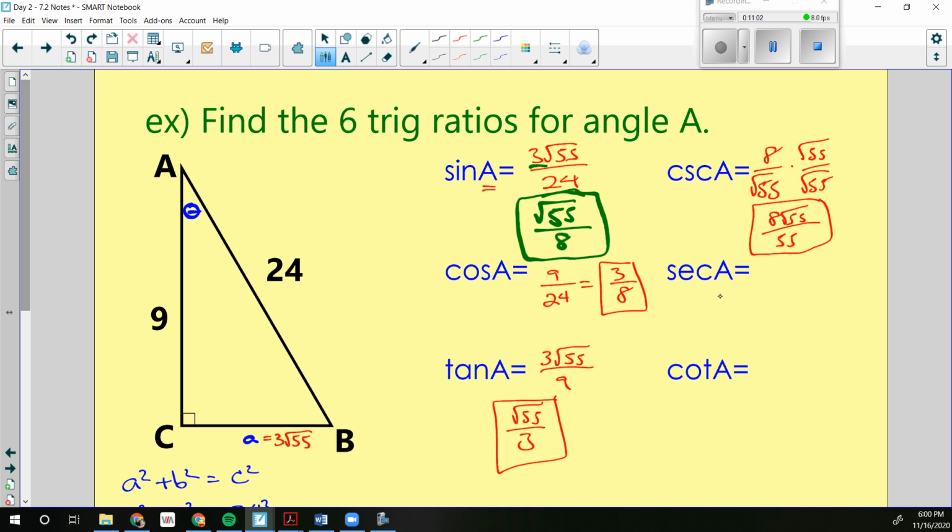What about secant of A? Secant of A just flips to be 8 over 3. Take the most simplest form there. And then lastly, cotangent of A is going to be 3 over the square root of 55, which again, I have to rationalize the denominator. Multiply both the top and the bottom by the square root of 55 over the square root of 55. That gives us 3 square roots of 55 over 55. All right, and those are the 6 trig ratios for this one.